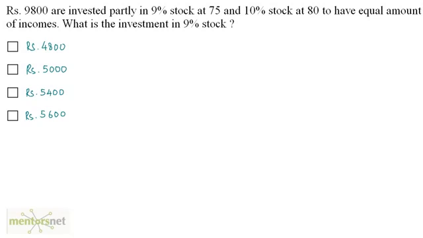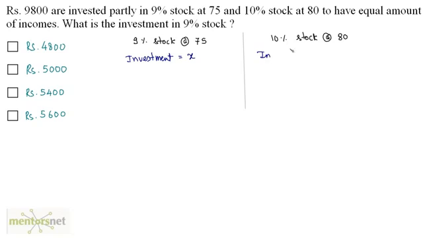9,800 rupees are invested partly in 9% stock at 75 and 10% stock at 80 to have equal amounts of incomes. What is the investment in 9% stock? So we have 9% stock at 75 and we have 10% stock at 80. Let us say that the amount invested in the 9% stock is X rupees, right? So the amount invested in 10% stock will be the total amount invested minus X. So 9800 minus X, right?